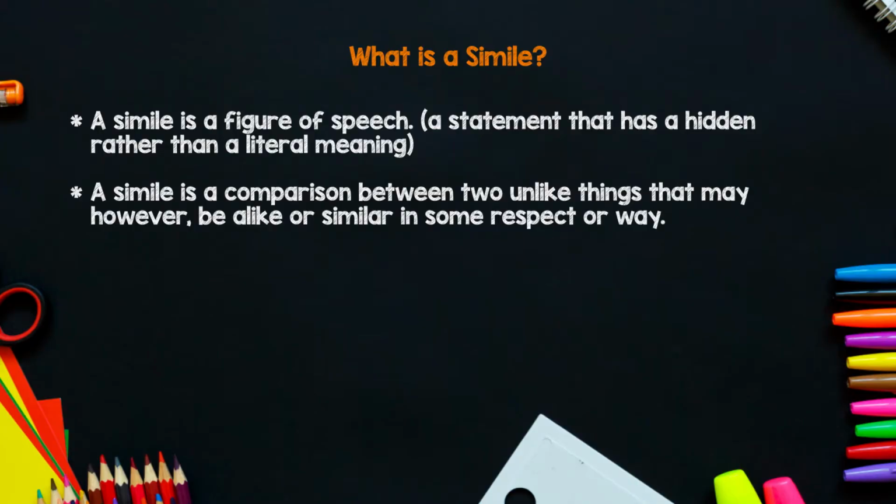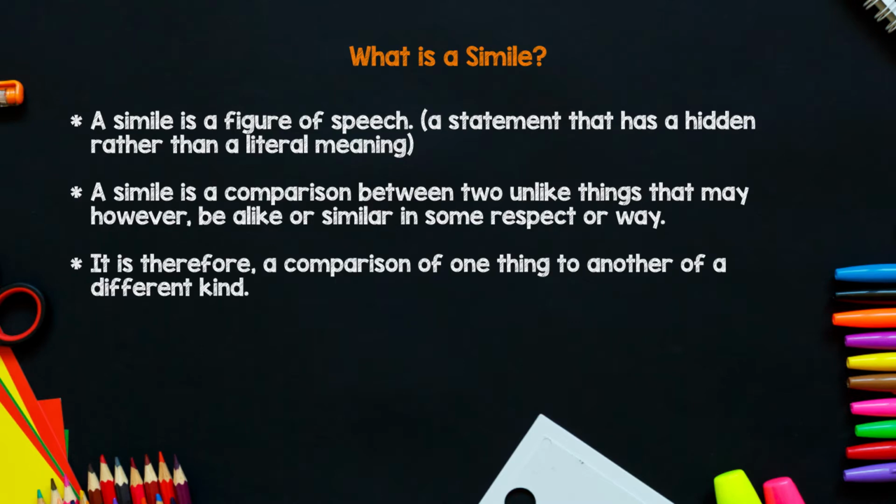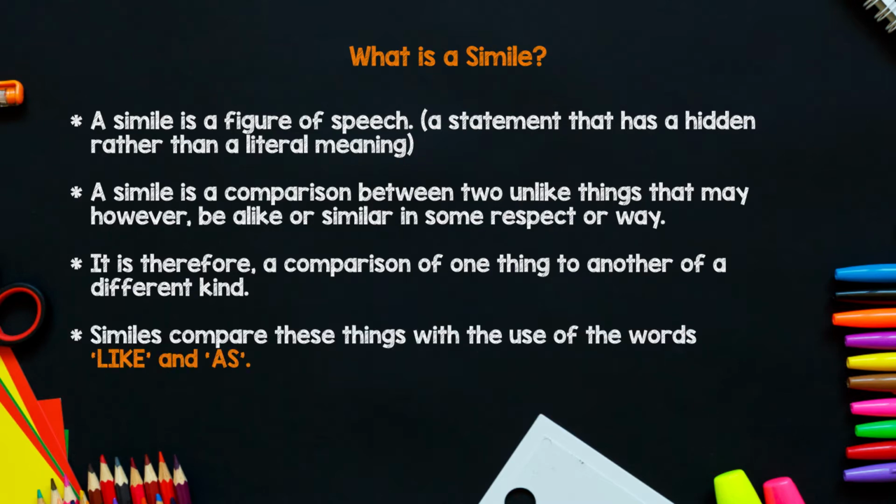A simile, boys and girls, is a comparison between two unlike things that may, however, be alike or similar in some respect or way. It is therefore a comparison of one thing to another of a different kind. Similes compare these things with the use of the words like and as. So when we want to identify similes, we need to look for either of two words, like or as.